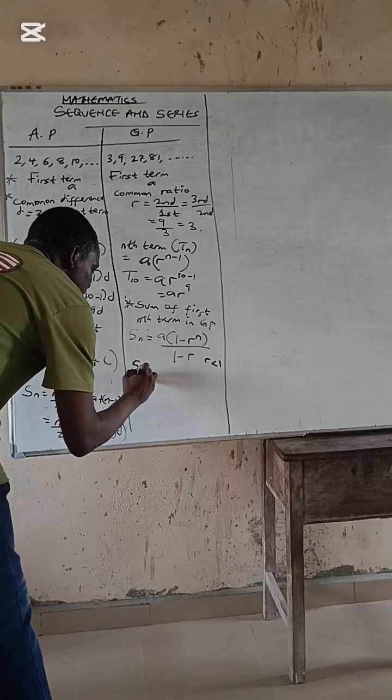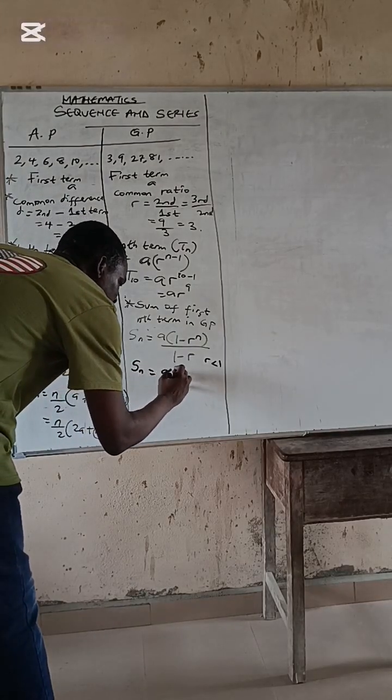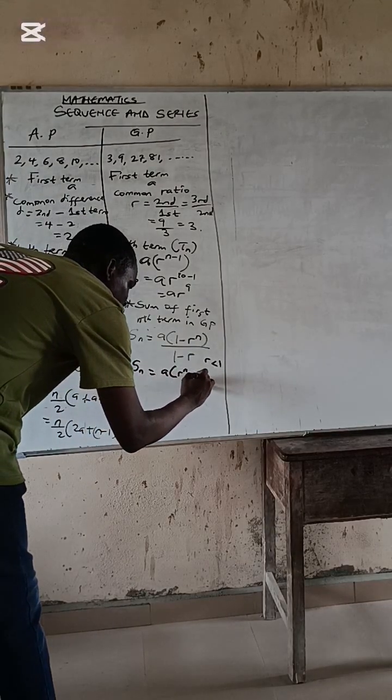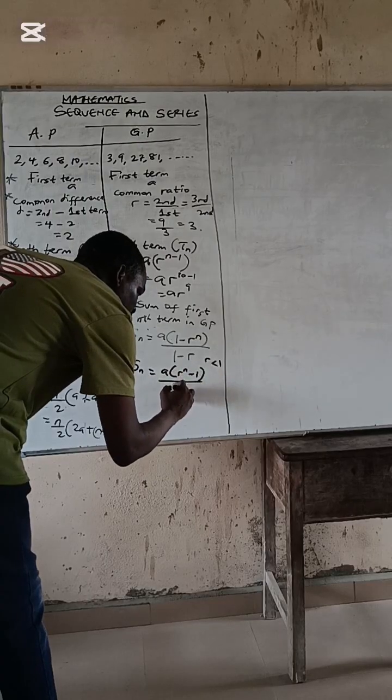Now the second formula is if r is greater than 1, we have it as a open bracket r raised to power n minus 1 all over what? r minus 1.